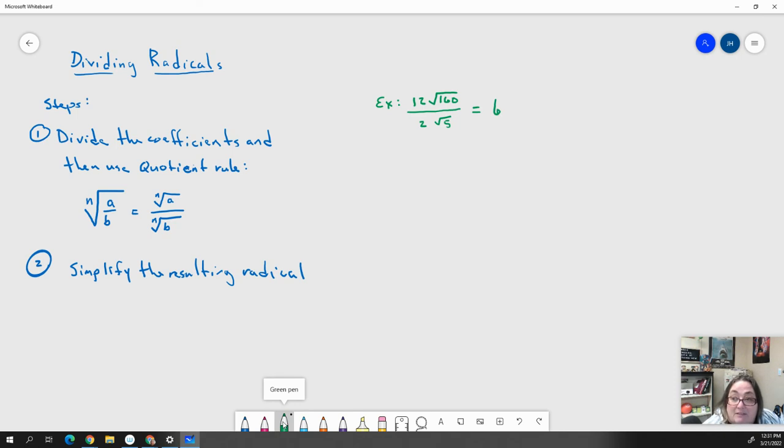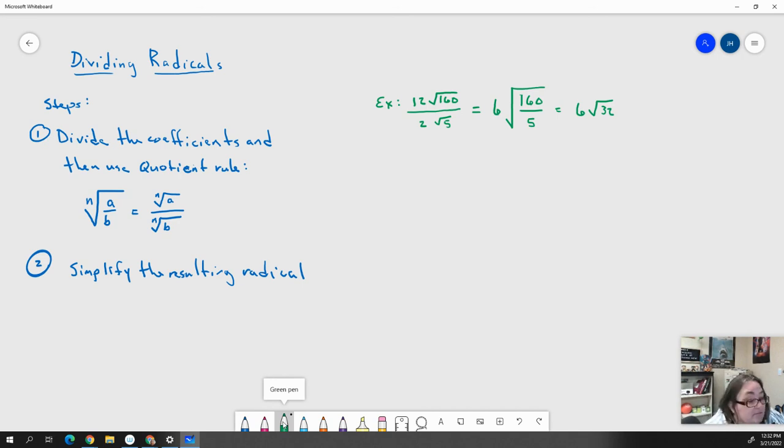And if I think about this in terms of the quotient rule, that's like saying I have 160 over 5. So 160 over 5 is the same as saying 160 divided by 5. And if I did go out and divide that, I would wind up with 6 times the square root of 32, because 160 divided by 5 is 32. Now, we have taken step 1 as far as it can go. But step 2 says we have to simplify the resulting radical.